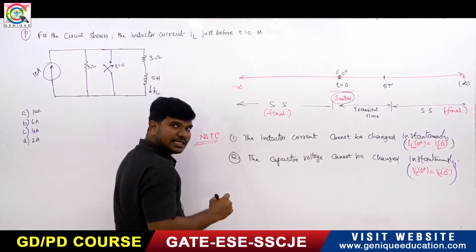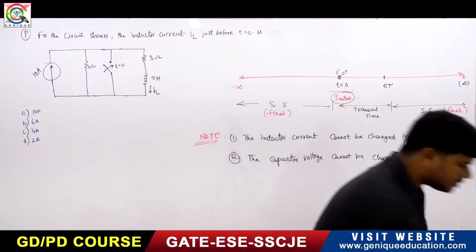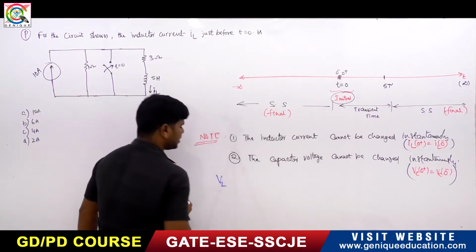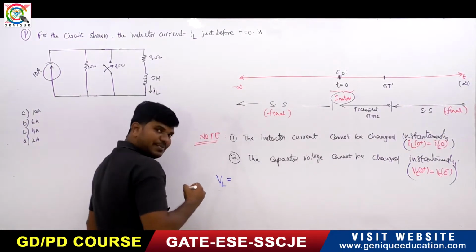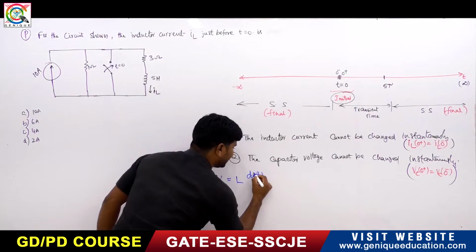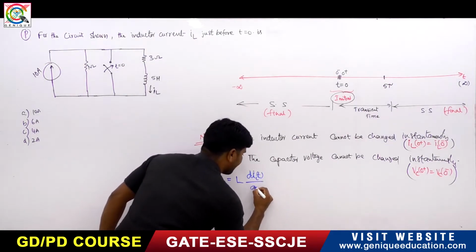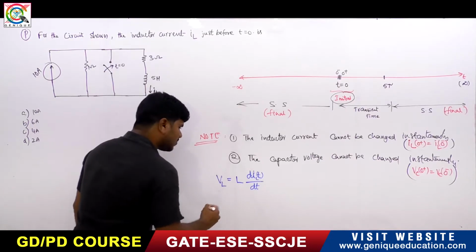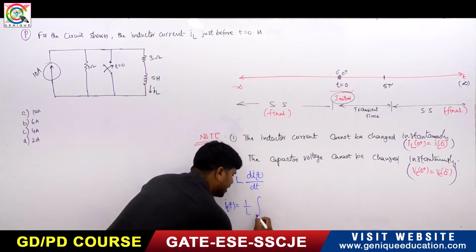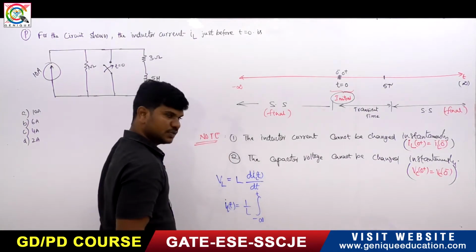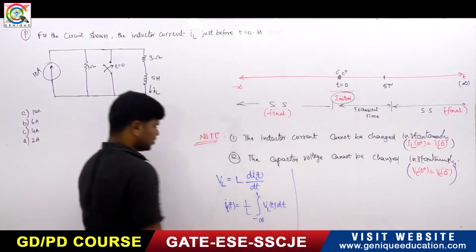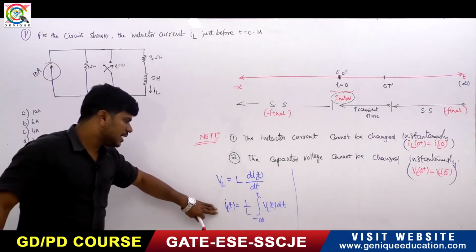what is the voltage across the inductor? The voltage across the inductor can be written as VL is equal to L into di by dt, that is, L times d IL of t by dt. From this, what is IL of t? IL of t is equal to 1 by L integral from minus infinity to t of VL of t dt. So this is the inductor voltage and inductor current.